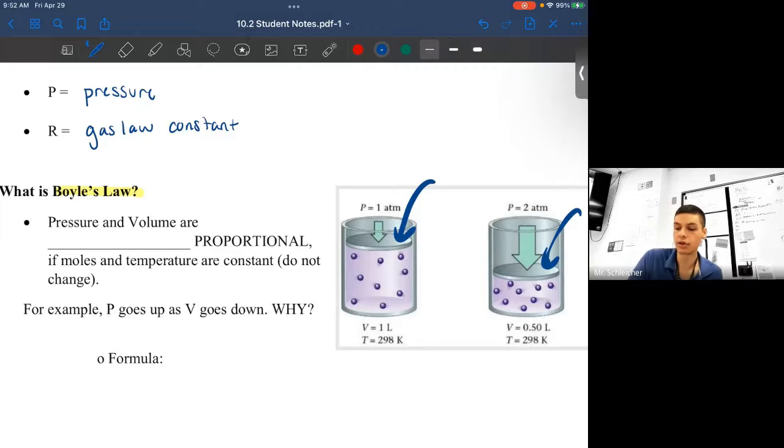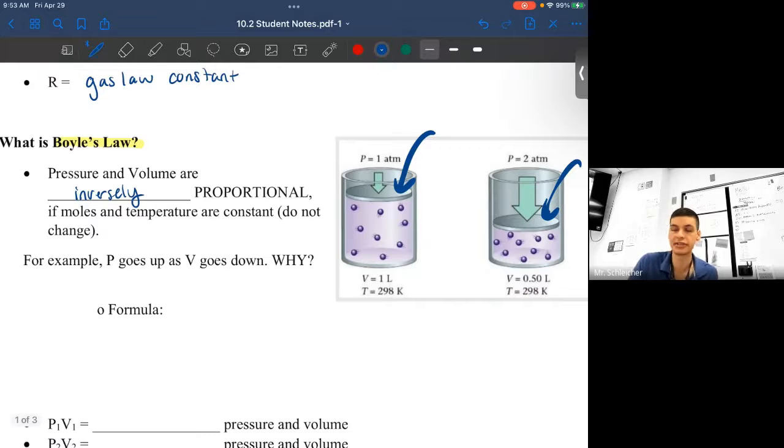So this is what we call an inversely proportional relationship. So as pressure goes up, volume goes down. And why is this the case? Well, we touched upon it a little bit last lesson, but basically it's because if there's less space for the gas particles to bounce around in, the collisions against the walls of the container are going to be more frequent, which means we have more pressure. That's the scientific reasoning there.